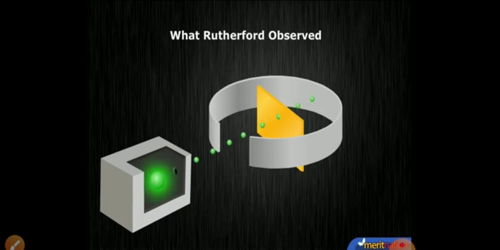First, most of the fast-moving alpha particles passed straight through the gold foil. Second, some alpha particles were deflected through the foil by a small angle. And the third point, some alpha particles were deflected by large angles. In rare cases, an alpha particle got deflected by an angle of 180 degrees.